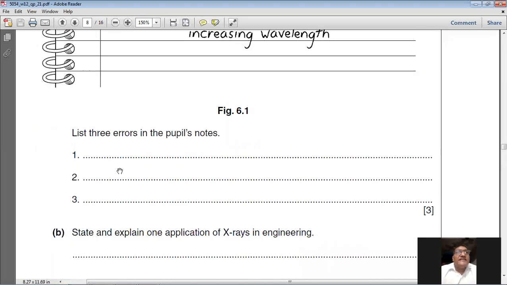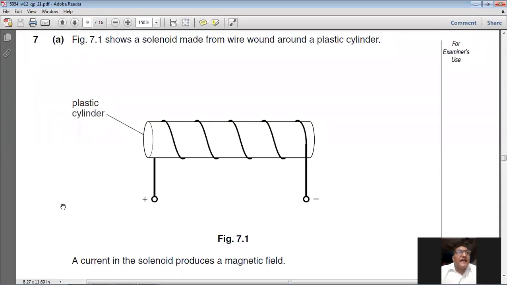This was question number 6. Now we are moving to question number 7.